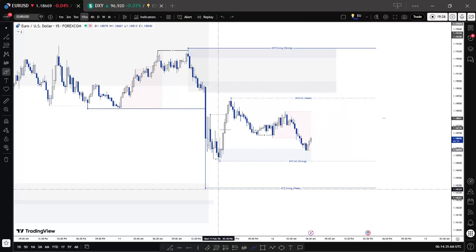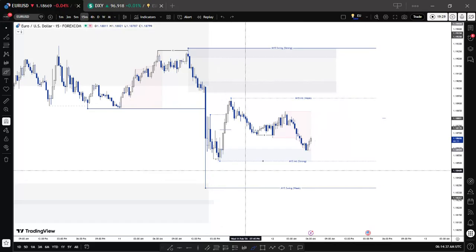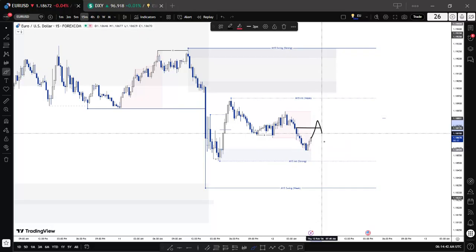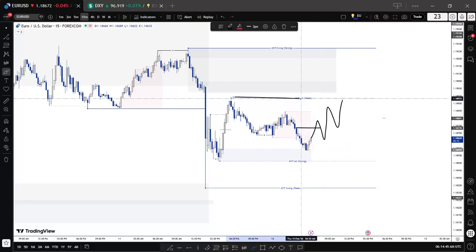So I hope I was clear on that precision analysis. But another way is you can wait for order flow shift, and then you can follow the order flow to the weak swing high. I hope I was clear on the video.